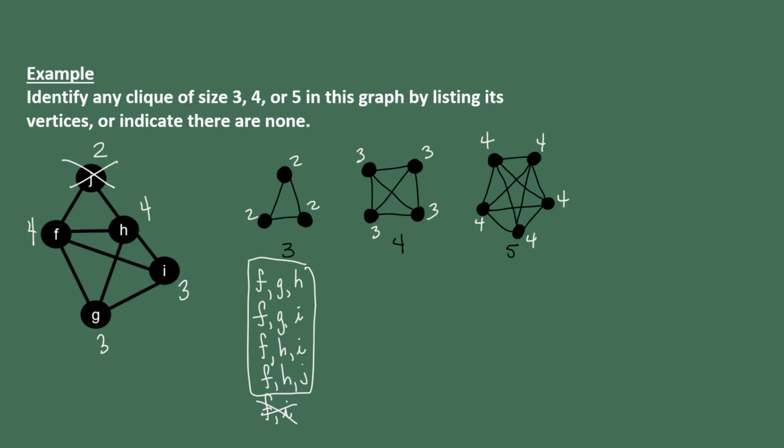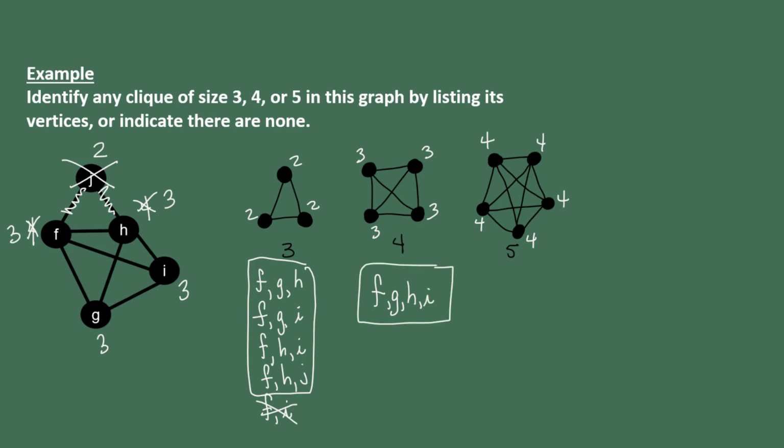Now, once we remove vertex J, then H is now down to degree 3 because it doesn't have this edge anymore. And F is now down to degree 3 as well. So now we have a graph with 4 vertices and all degree 3. So we can say that we have a clique F, G, H, I of size 4.